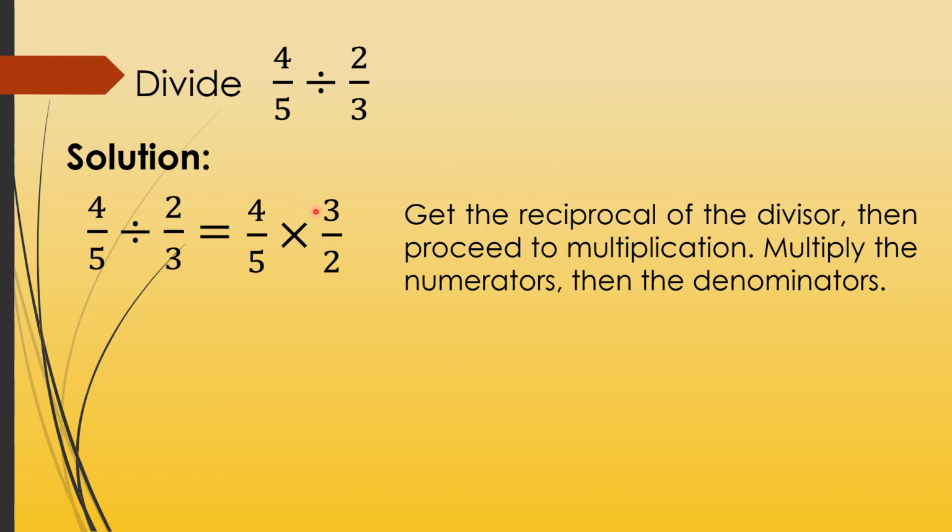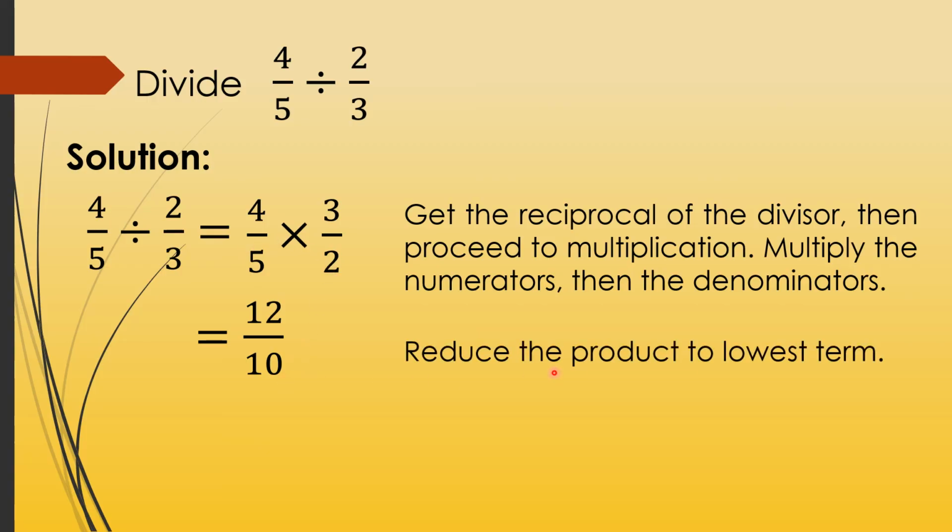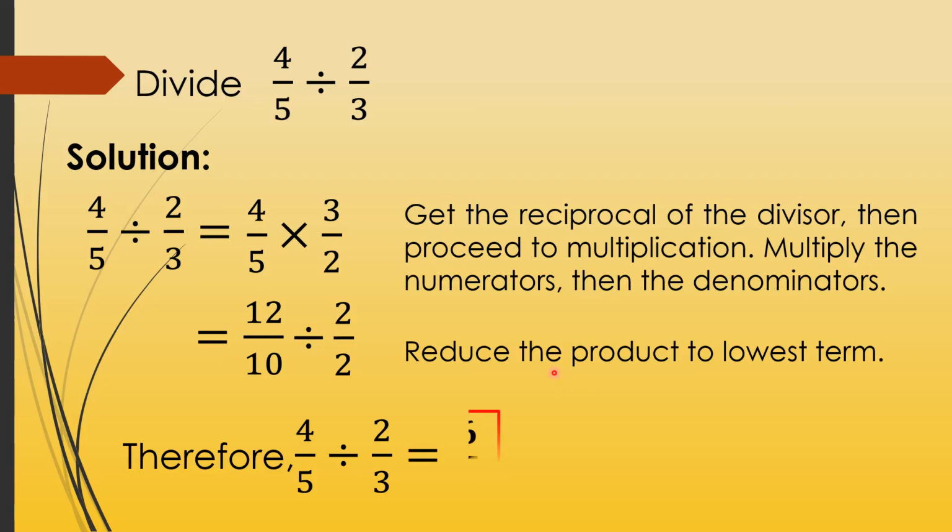And then, proceed na tayo sa multiplication. So, 4 times 3 is equal to 12. And then, 5 times 2 is equal to 10. And then, let us reduce the product to lowest term. Saang number kayang i-divide ang 12 at 10? So, kaya silang i-divide sa 2. So, let us divide 12 divided by 2 and 10 divided by 2. Therefore, the answer is 6 over 5.